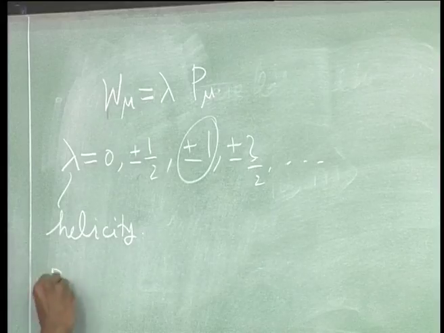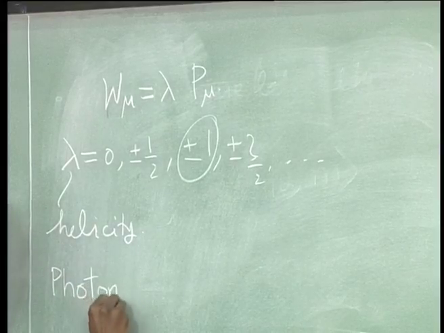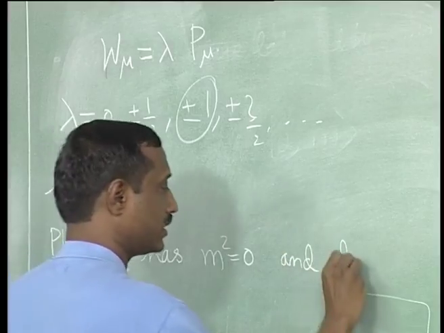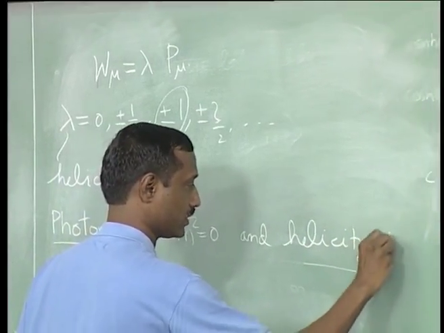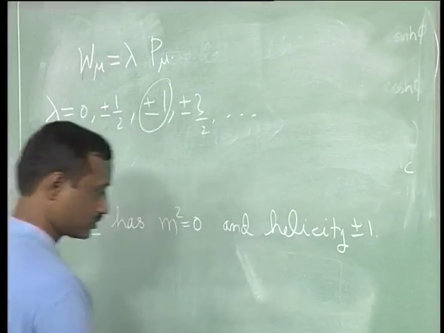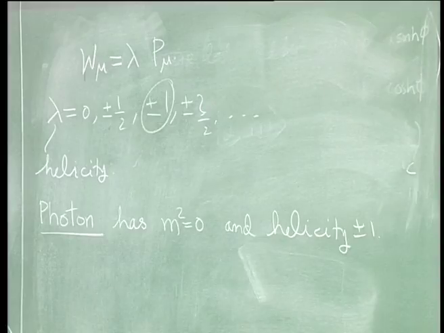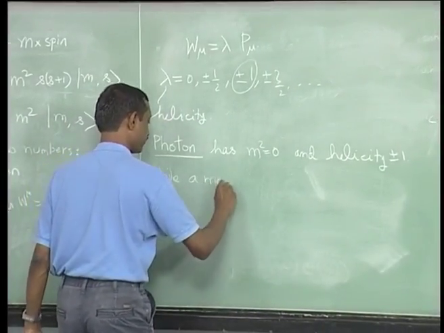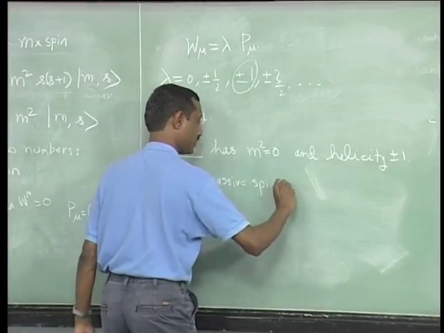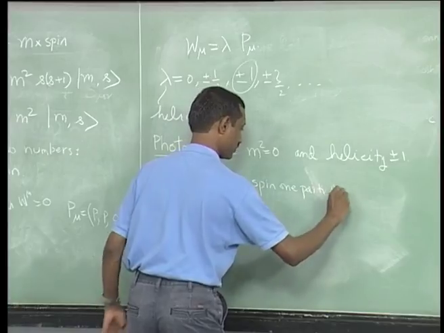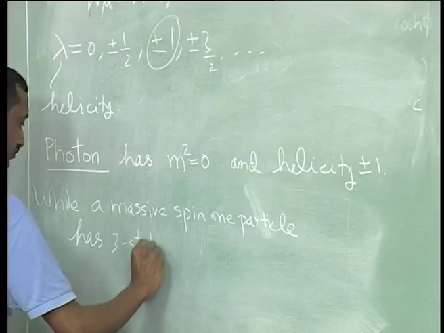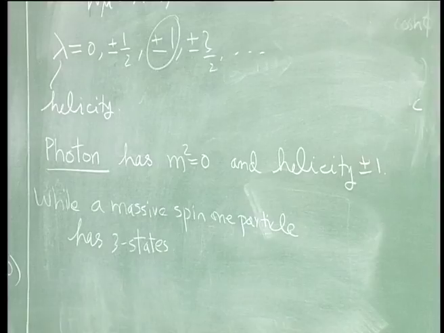Okay. So, a photon has m square equal to 0 and helicity plus minus 1. Okay. But if you take a spin 1 particle, a massive spin 1 particle has 3 states, because it is in the spin 1 representation, while this has 2.